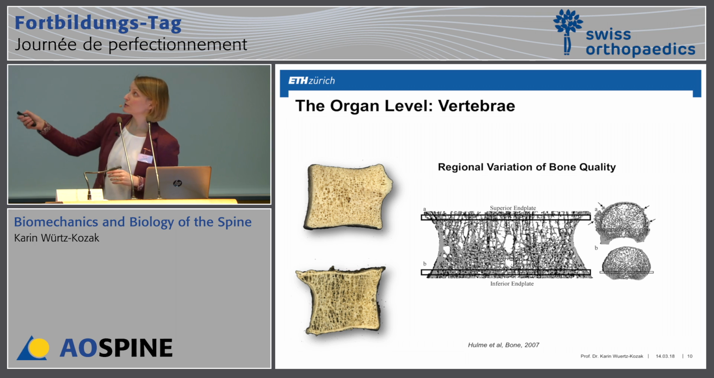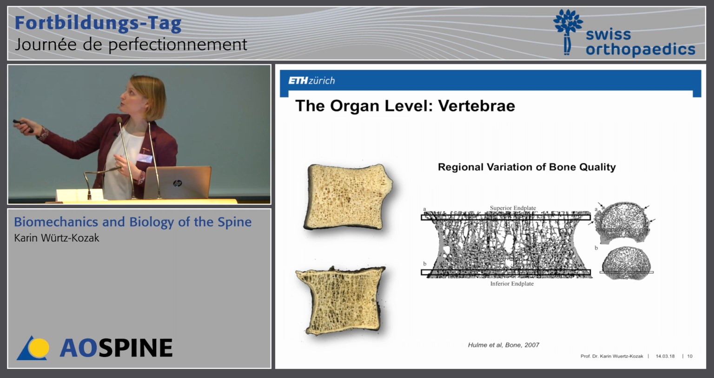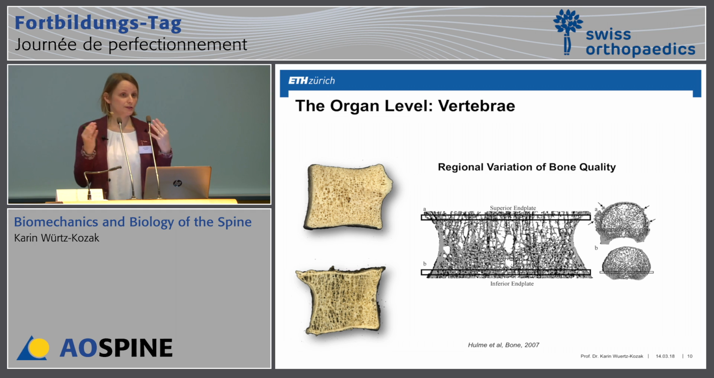And this is actually a picture of a more healthy, younger person, and then of an aged person, where you see this decrease in trabecular bone and a thinning, which then leads to higher pores or larger pores and less mechanical stability in the end.